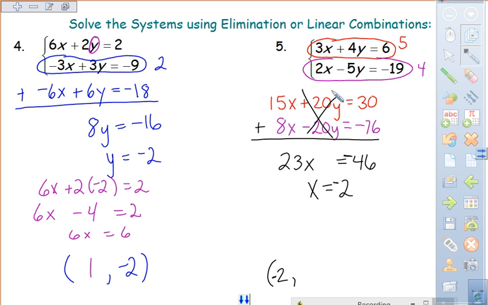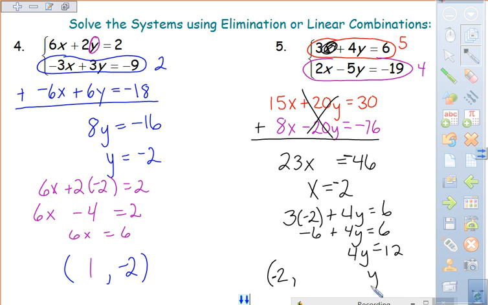So now I need to plug in. Well, these bottom two equations, number 3 and number 4, have way too big coefficients. I don't want to deal with those, so I'm going to go with my top red equation. And I'm going to plug in right here. So I have 3 times negative 2 plus 4y equals 6. So that's a negative 6. Add it to get 12. So y is 3.